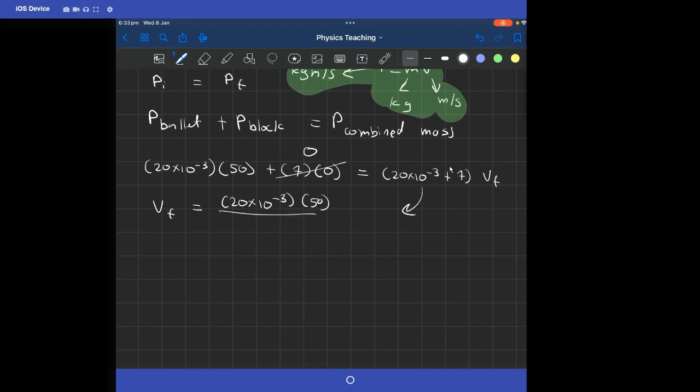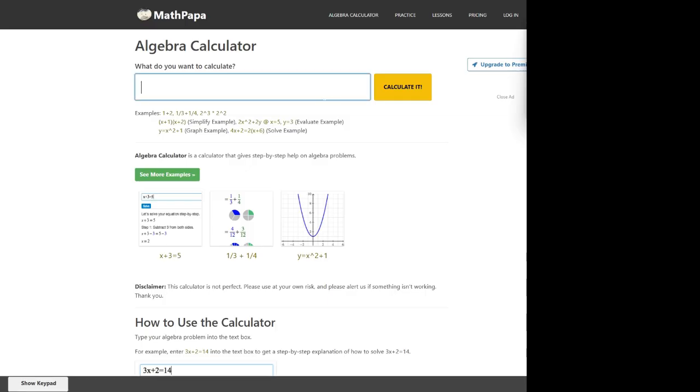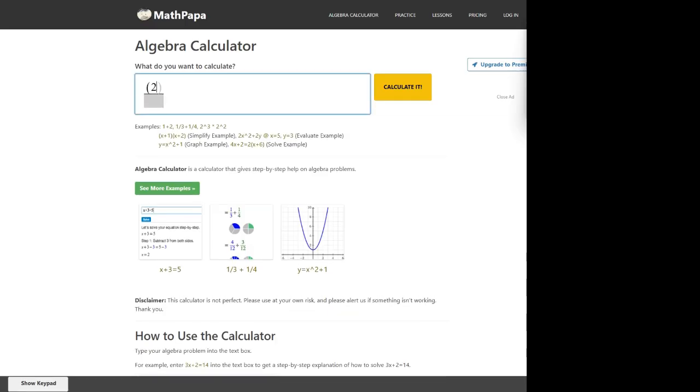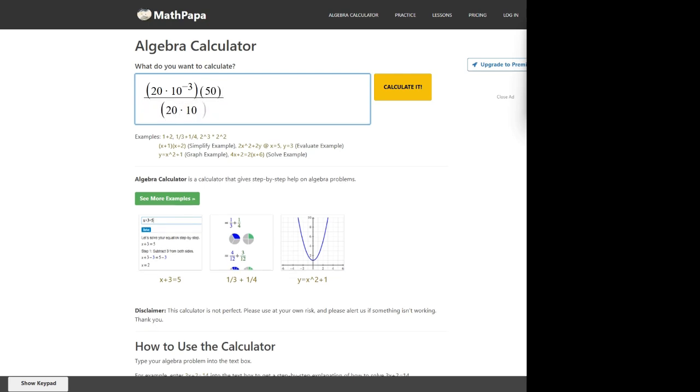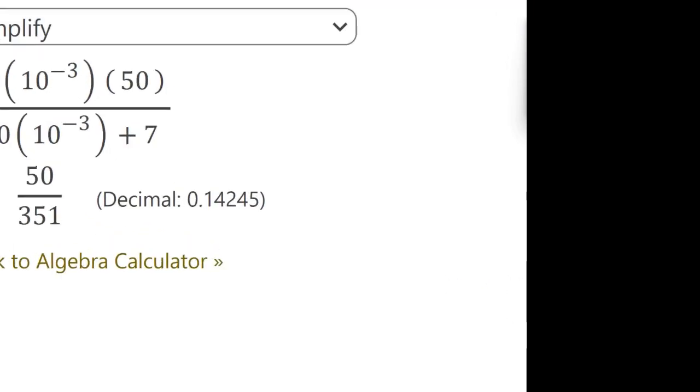We bring this down to the bottom, and this is going to be 20 times 10 to the power of minus 3 plus 7. Now what we're going to do is use a calculator and solve this. So it's going to be 20 times 10 to the power of minus 3 multiplied by 50 meters per second, and it's going to be 20 times 10 to the power of minus 3, again, plus 7 kilograms. Now our answer is 0.142. We'll just go to 3 decimal places because the answer in the question is in 3 decimal places.